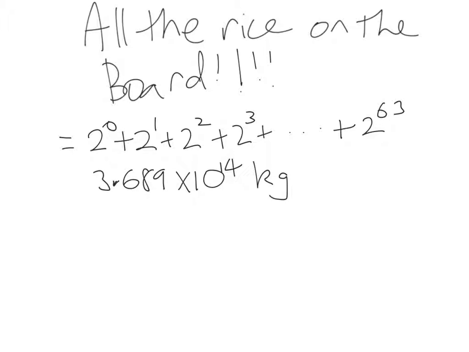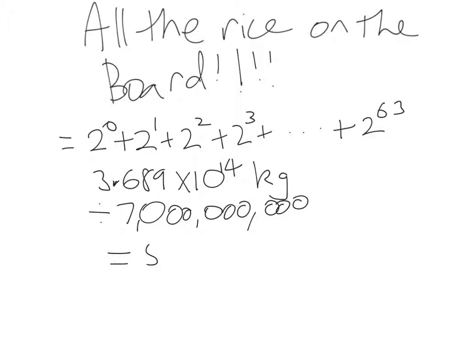Now, let's have a look and see what that means in terms of something a bit more manageable. Assuming there are 7 billion people on the Earth at the moment, if I divide that by 7 billion, then what I'm going to do is find out how much each person on the Earth that's alive gets. And that turns out to be 52,704, or 705 if I round it off, kilograms of rice each. That's 52 tons of rice for every person alive on the planet now. That's a lot of rice.